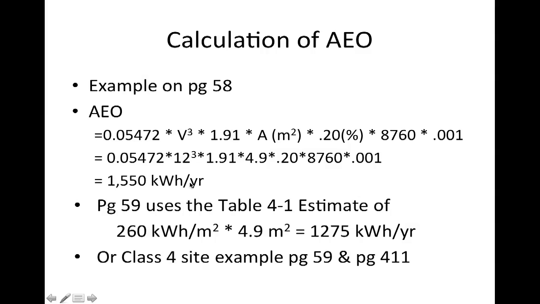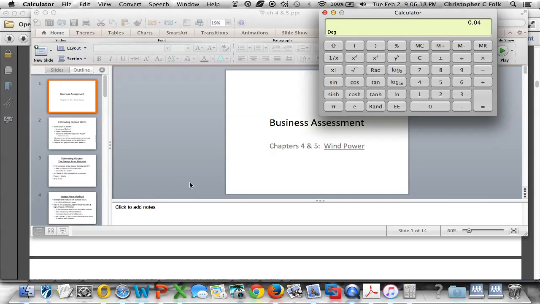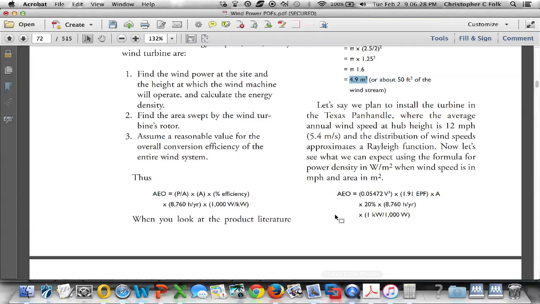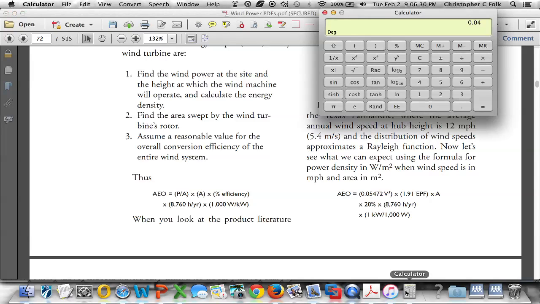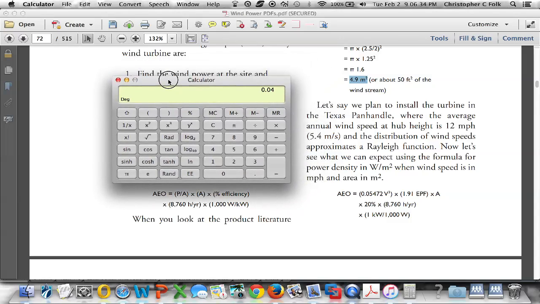Now we could use a calculator to do that as well. Let's see if I've got one here. I do, but I dropped out of my slide. Well, we can still do it. I'll go back to the textbook, and then I'll pull the calculator up, and I'll bring this over here. So those are our numbers. I'll clear it out.